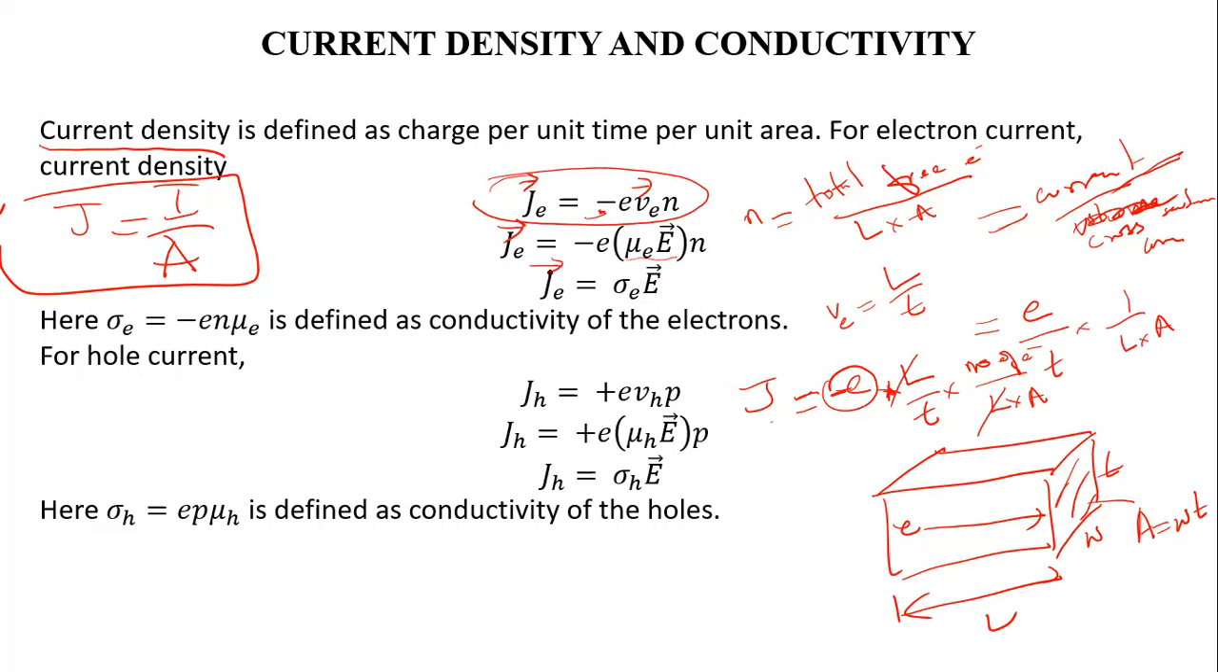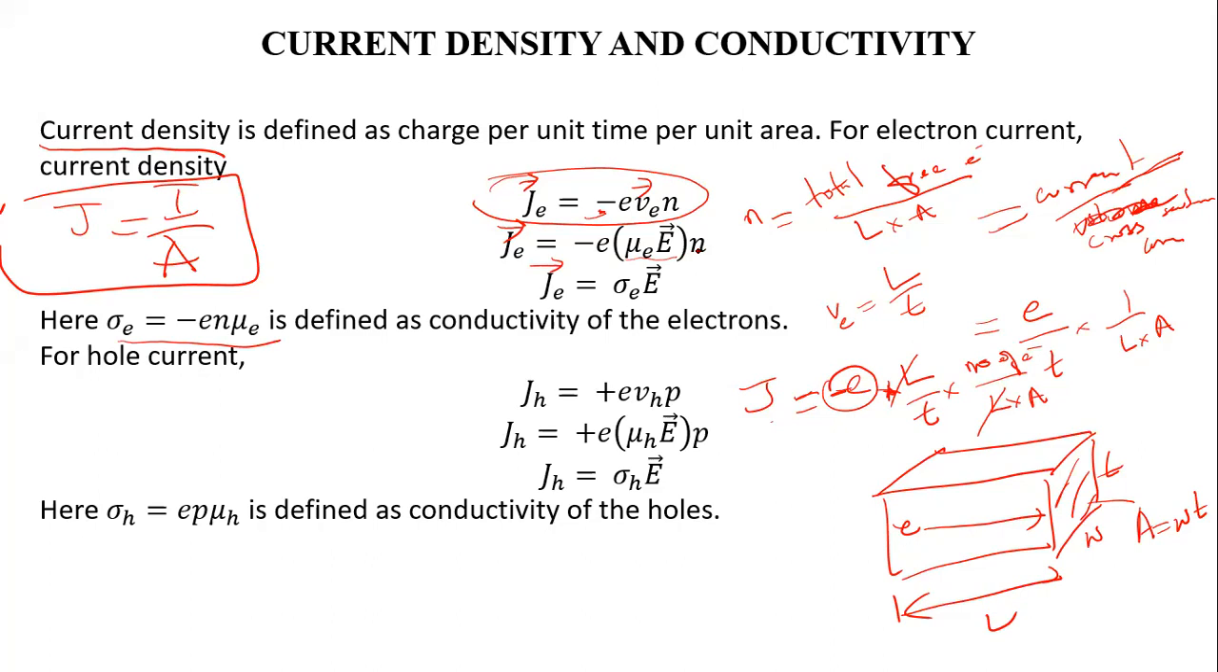Here we define a new term called conductivity. Conductivity, sigma, is simply the magnitude of E into mobility into charge carrier concentration. So this is the conductivity of an electron.